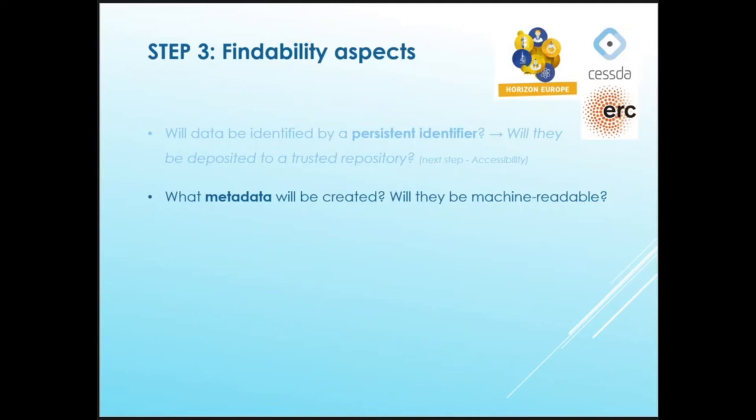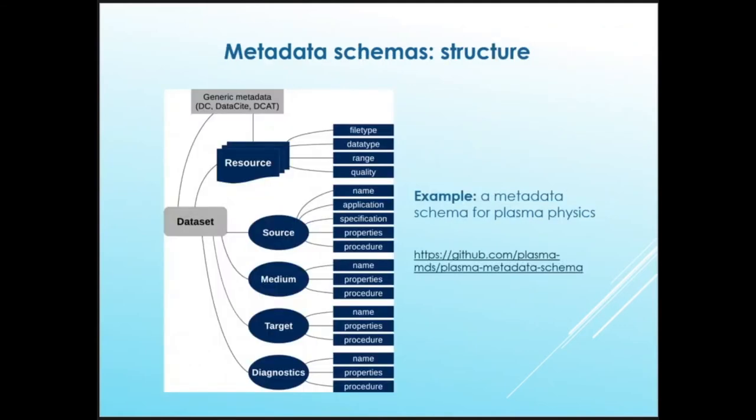So a metadata schema, as shown here, is a concept, a defined naming of important variables and relationships between them, which creates a hierarchical structure, which in the best case, of course, can be machine readable and executable. Here is an example of a metadata schema for plasma physics. And what it really looks like is this. So basically, it's a research code, although it may come with a more user-friendly user interface.